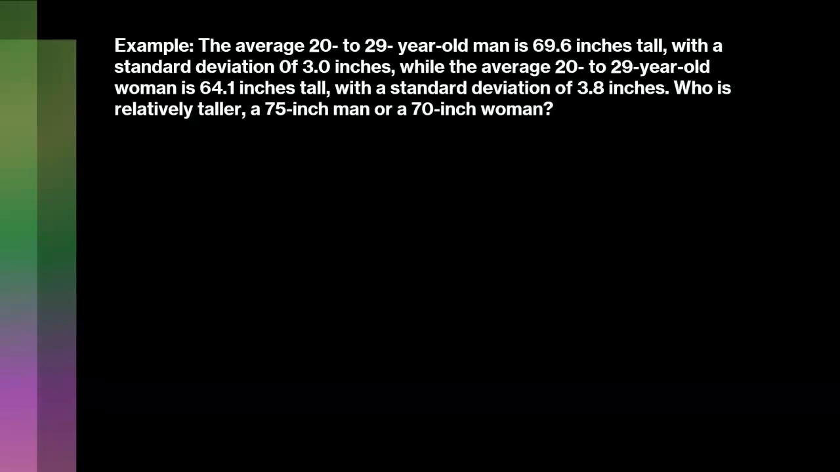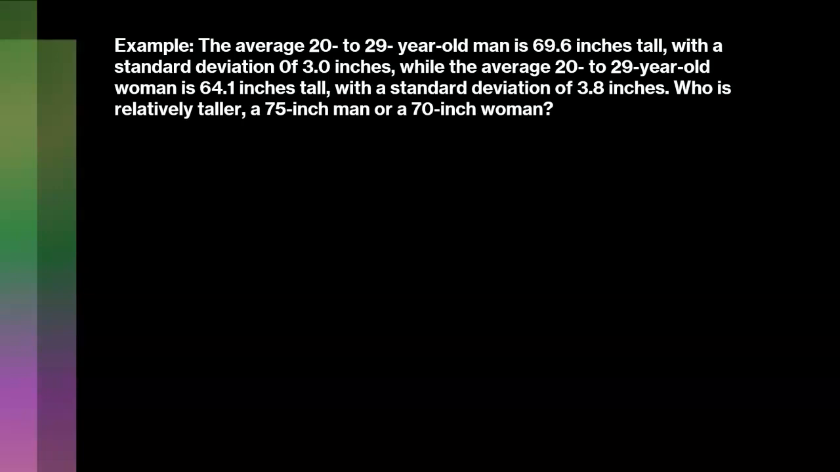In this example, it says the average 20 to 29-year-old man is 69.6 inches tall with a standard deviation of 3 inches, while the average 20 to 29-year-old woman is 64.1 inches tall with a standard deviation of 3.8 inches. Who is relatively taller, a 75-inch man or a 70-inch woman? All right, so if we just look at it and compare, we can see that the man is taller, right? He's 75 inches, but we want to look at it with respect to the average size of men and the average size of women.